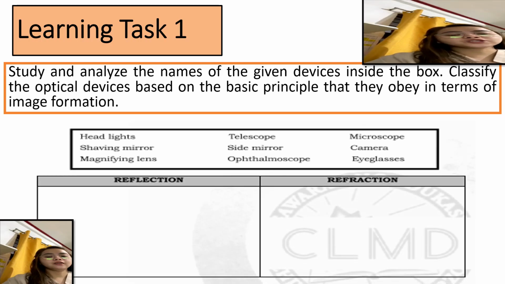So that's all, students. Learning task 1. Study and analyze the names of the given devices inside the box. Classify the optical devices based on the basic principle that they obey in terms of image formation. So you are just going to identify whether the given objects reflect or refract.